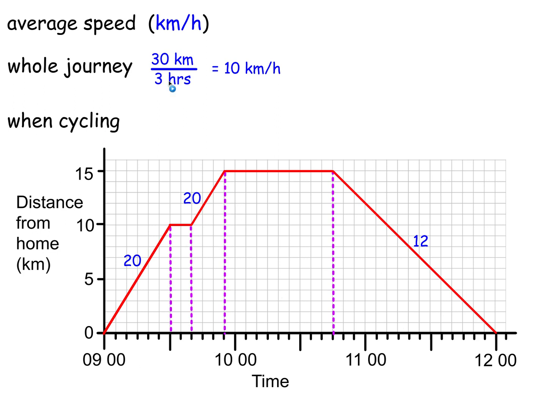He was cycling for only 2 of these hours. So when cycling, the average speed is 30 kilometres in 2 hours. His average speed actually cycling was 15 kilometres an hour. So the 10 kilometres an hour would be misleading because he wasn't travelling for 1 hour. So the cycling average speed is 15 kilometres an hour, taking off the times when he wasn't moving, when he wasn't cycling.